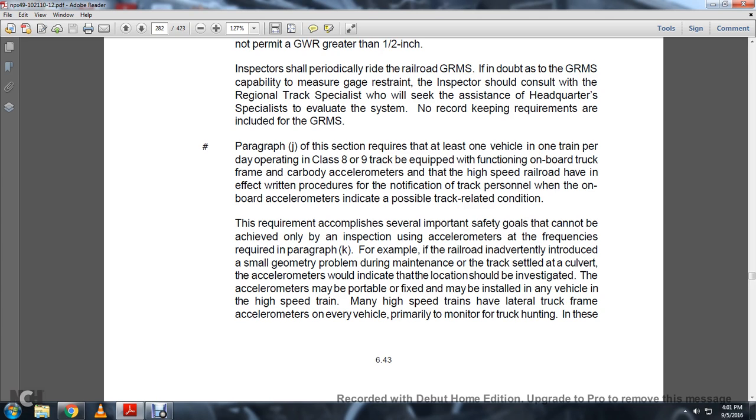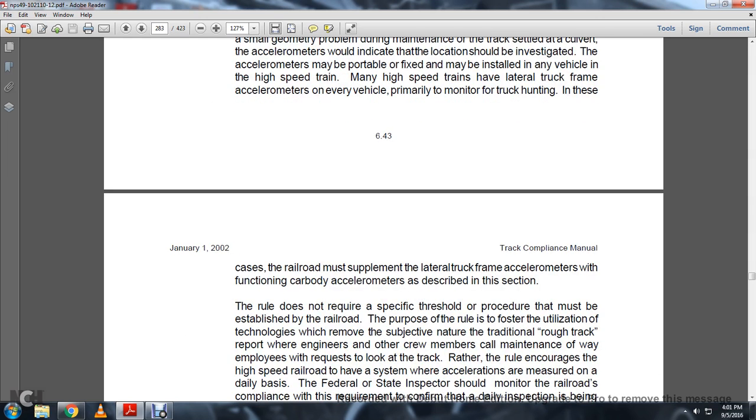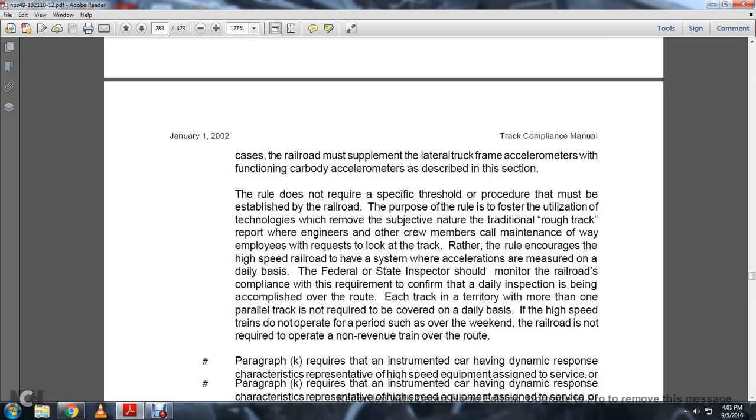The accelerometer may be portable, fixed, or may be installed on any vehicle in the high-speed train. Many of the high-speed trains have lateral truck frame accelerometers on every vehicle, primarily to monitor truck hunting. In this case, the railroad must supplement the lateral truck frame accelerometer with the car body accelerometers described in this section.